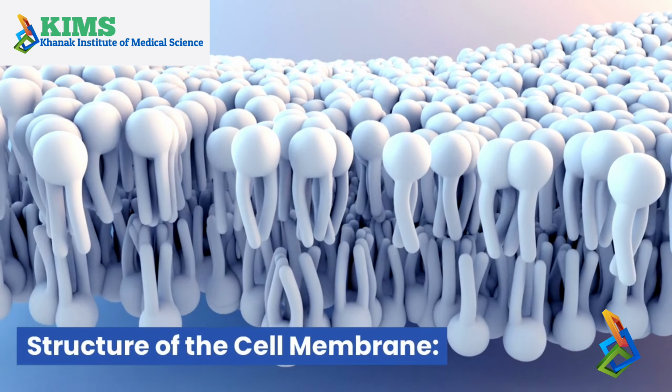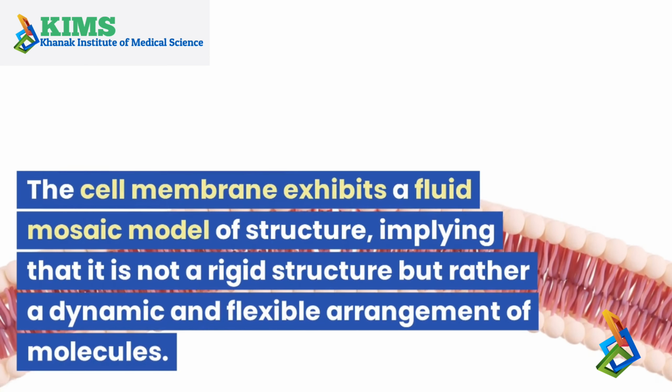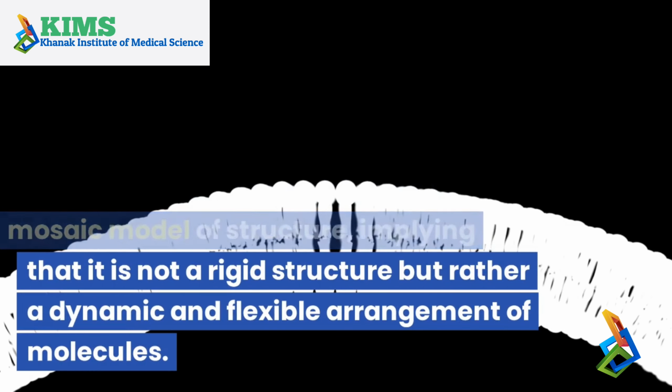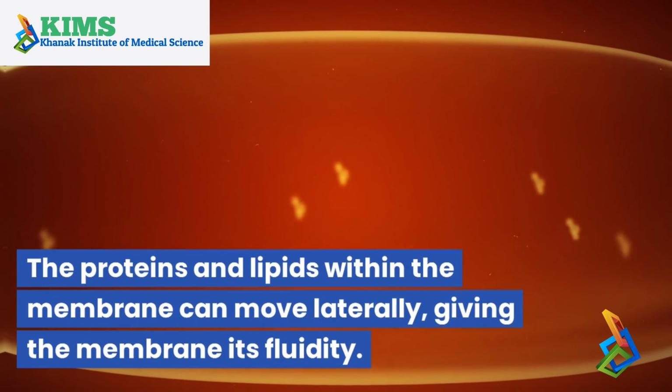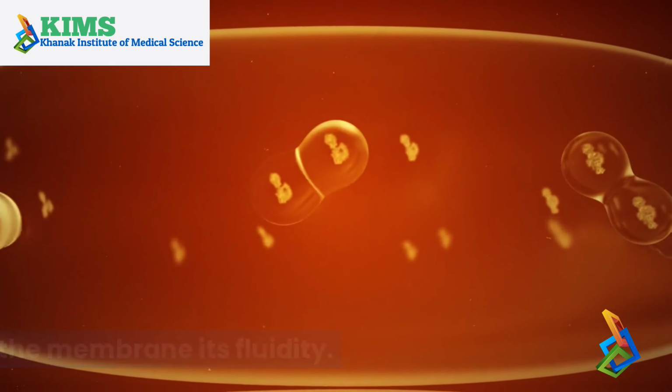Structure of the cell membrane. The cell membrane exhibits a fluid mosaic model of structure, implying that it is not a rigid structure but rather a dynamic and flexible arrangement of molecules. The proteins and lipids within the membrane can move laterally, giving the membrane its fluidity.